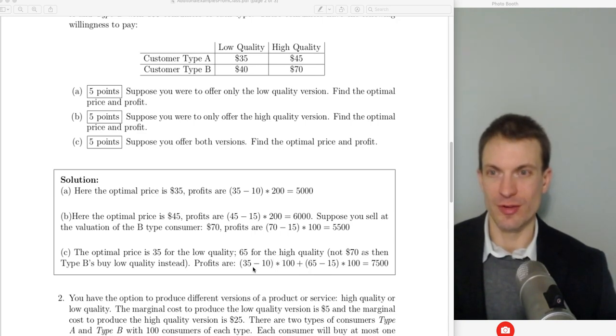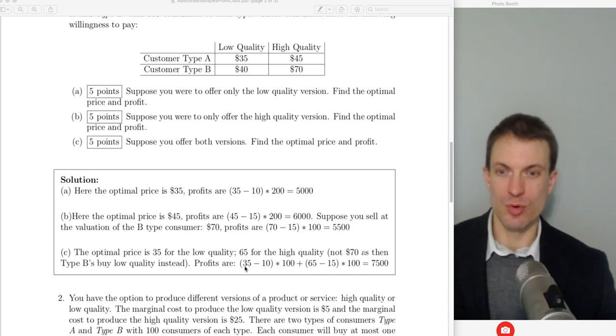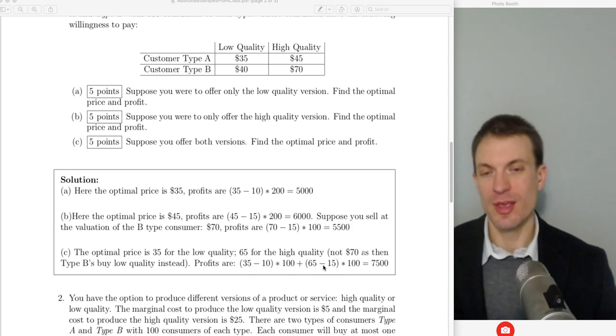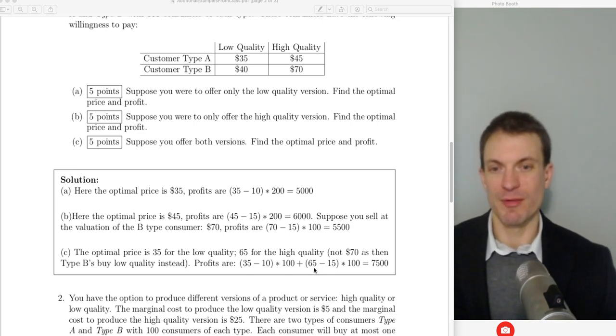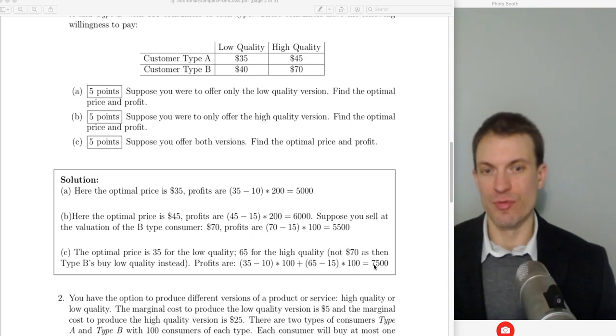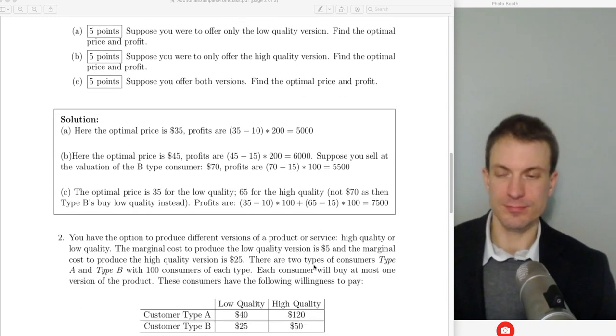So our consumer type A are going to buy low quality and pay $35. Our consumer type B, our profits are going to be 65 minus 15, higher marginal cost to produce high quality, times the 100 that are buying. And then our profits are going to be overall 7,500. All right, here's another one.